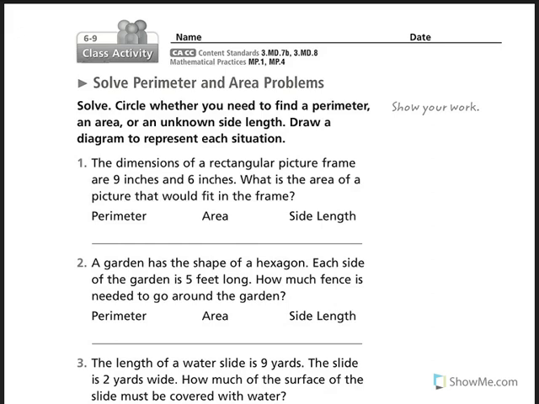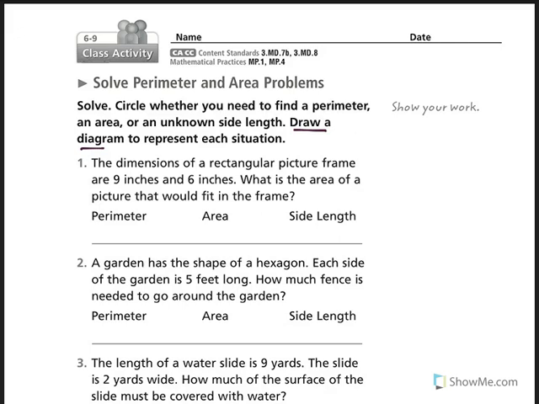Starting on number 1, it says solve. Circle whether you need to find a perimeter, an area, or an unknown side length. Draw a diagram to represent each situation. I really want to emphasize that it's always helpful to draw a picture. It doesn't have to be totally accurate, but it just helps you map out what you know and what you're missing.